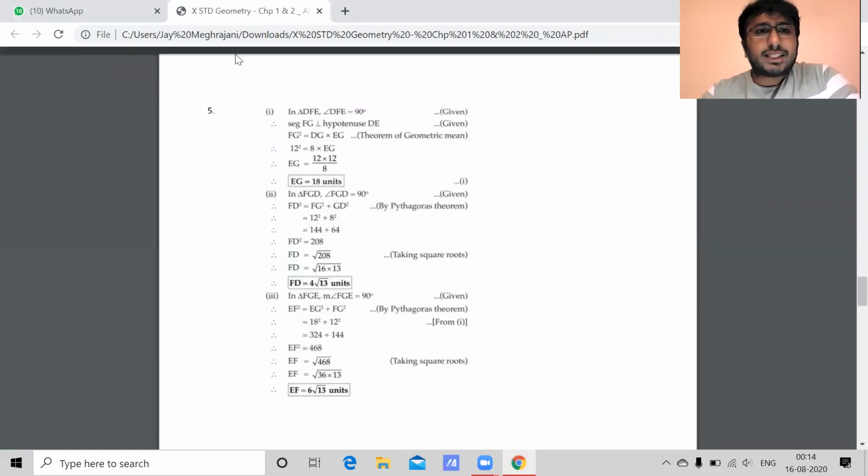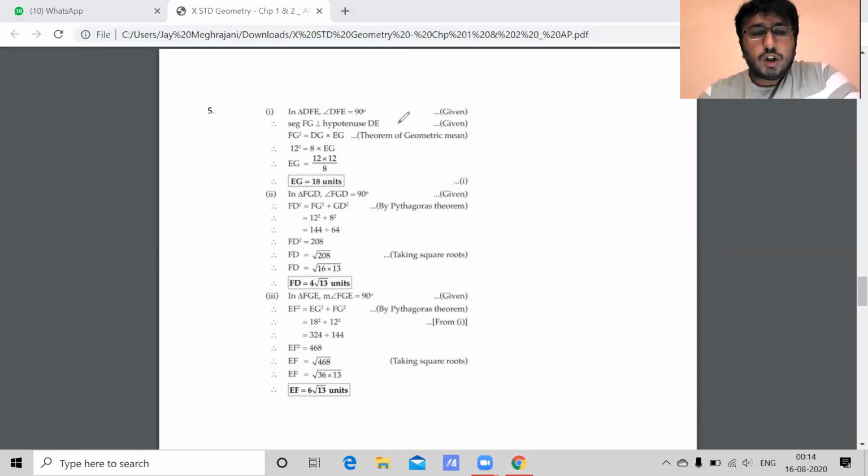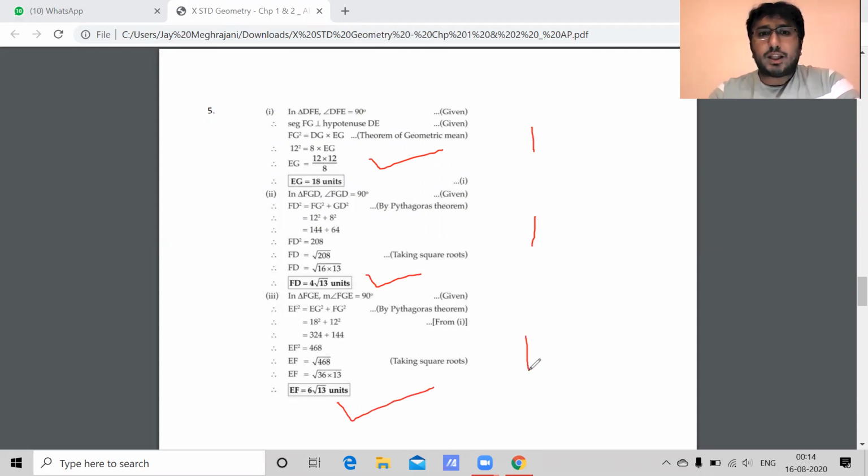We move on to the next sum, student. The next sum was very simple. You have to find three values, that is EG, FD and EF. You're going to get the length of EG by using geometric mean, that will give you 1 mark. You're going to get the length of FD by using Pythagoras theorem, which will give you again 1 mark. And we need to find the length of EF, which you will again get by Pythagoras theorem. So you'll get another 1 mark.